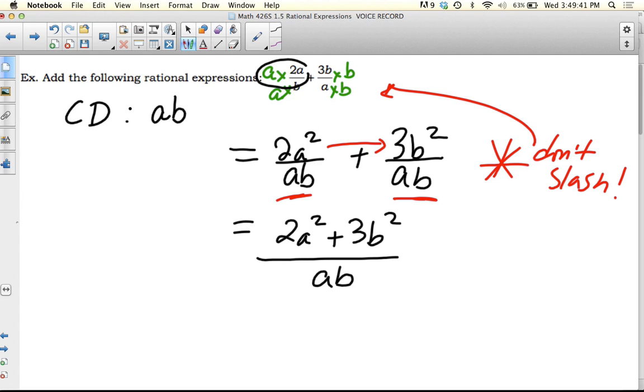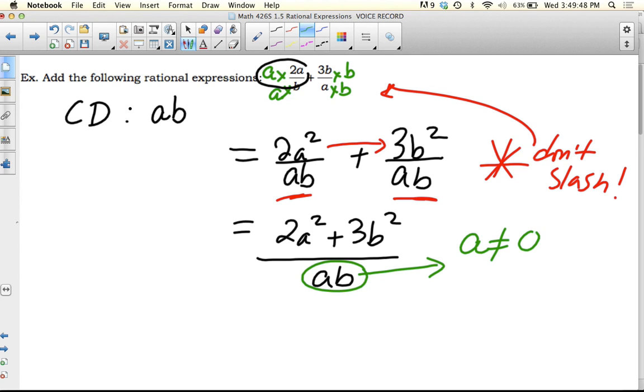And if we were to look at our restrictions, okay, if we look at our denominator here, a cannot equal 0, right? Because if a was 0, ab would be 0, and the whole denominator would be 0. And b also cannot equal 0. Okay, basically if you have monomials like that, the restrictions are just going to be 0 for the variables. Okay, so let's go to another one.